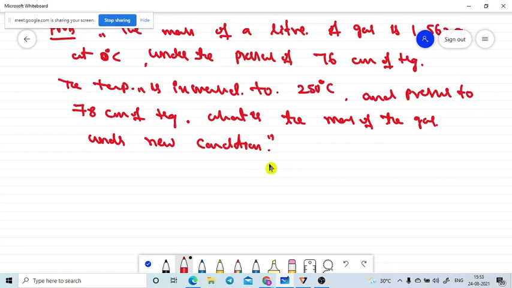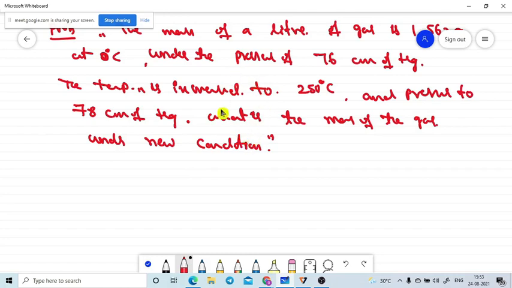Now, how can you do this one? Please look at this problem. What they are telling: the mass of 1 liter of gas is some value at 0 degrees under some pressure value. The temperature is increased under the same pressure. What is the mass of the gas at that one? What are they doing? Please look at this one.